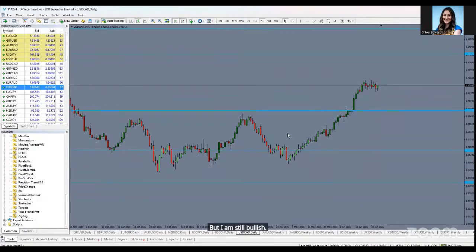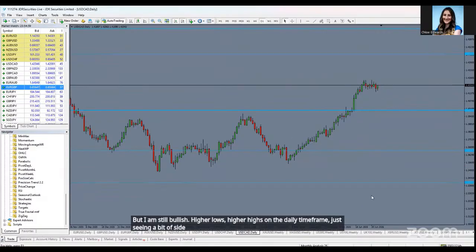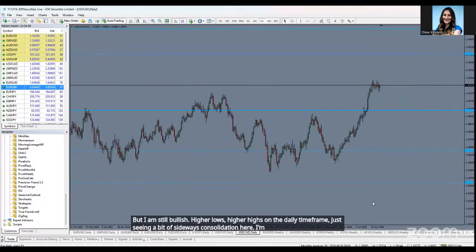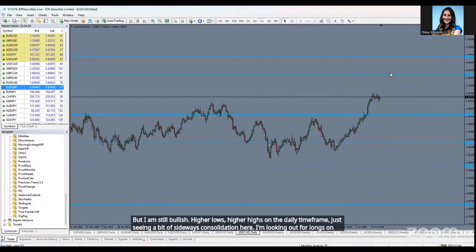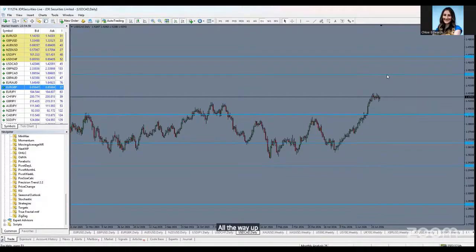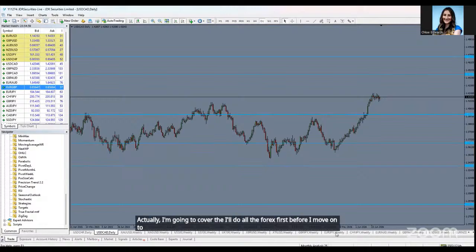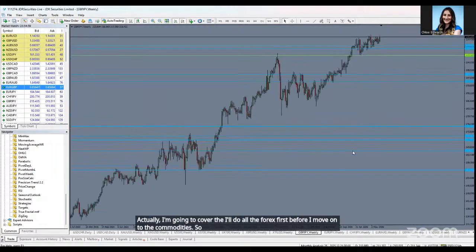Higher lows, higher highs on the daily time frame. Just seeing a bit of sideways consolidation here. I'm looking out for longs on dollar CAD all the way up to the next horizontal level up here, 1.4466. Moving on to, actually, I'm going to do all the Forex first before I move on to the commodities. So just looking fairly briefly at a couple more yen pairs.